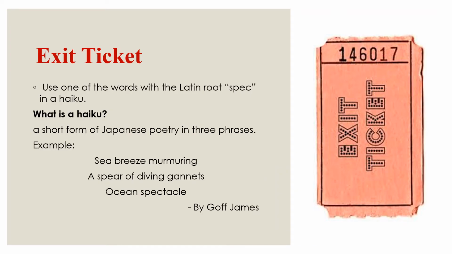This is the end of session 3. However, you still have to do the fun little exit ticket we've prepared for you. I challenge you to use one of the words that we learned today with the Latin root spec in a haiku. What is a haiku, you ask? It is a short poem that is made up of 3 phrases. We've provided an example for you right here. Sea breeze murmuring, a spear of diving gannets. Ocean spectacle. This is an example of a haiku, and we're excited to see what you come up with.